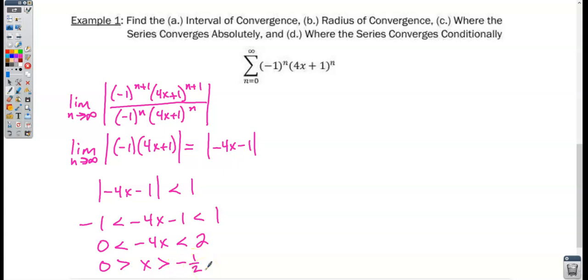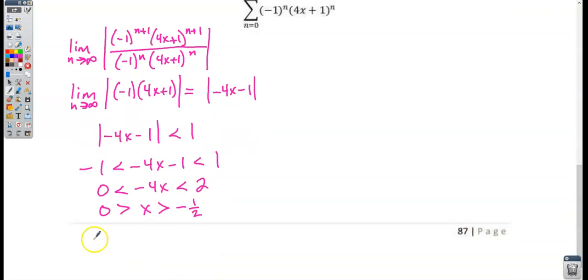And this gives us our base interval of convergence: -1/2 is less than x is less than 0. Now we need to consider what happens at the endpoints. So we're going to start by looking at the first endpoint. Do I want to do the right endpoint or the left endpoint?